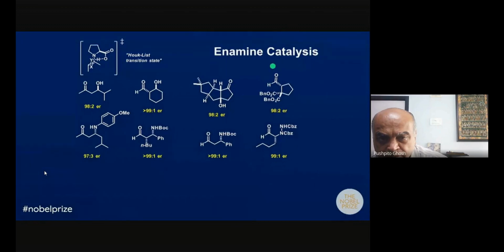I should at this point again emphasize that this then became more and more a field, and many different groups have started to engage in studying enamine catalysis and developing novel reactivity and novel reactions. And this is just a small fraction of all the beautiful transformations that were discovered during those days. Some people called them the gold rush in organocatalysis.